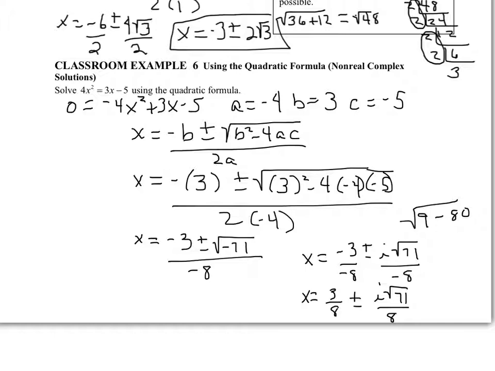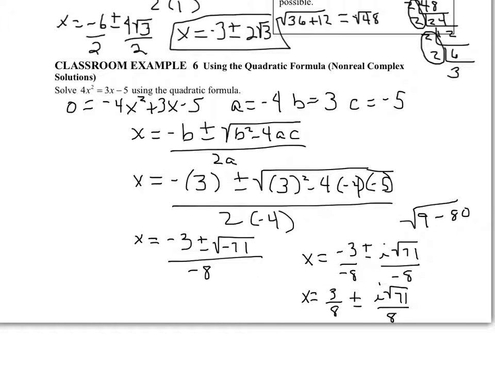If you wanted to leave it as one big fraction, you could leave it as -3 plus or minus i square root of 71, all of it over -8. Perfectly okay if you're writing on paper. You'll just have to pay careful attention to the instructions on the computer.